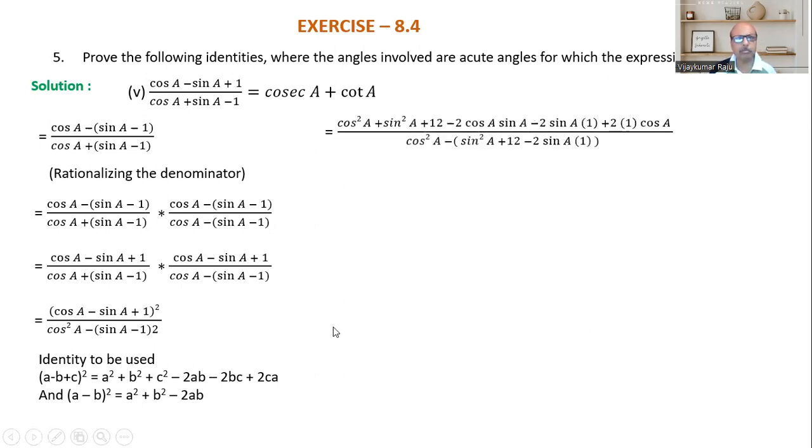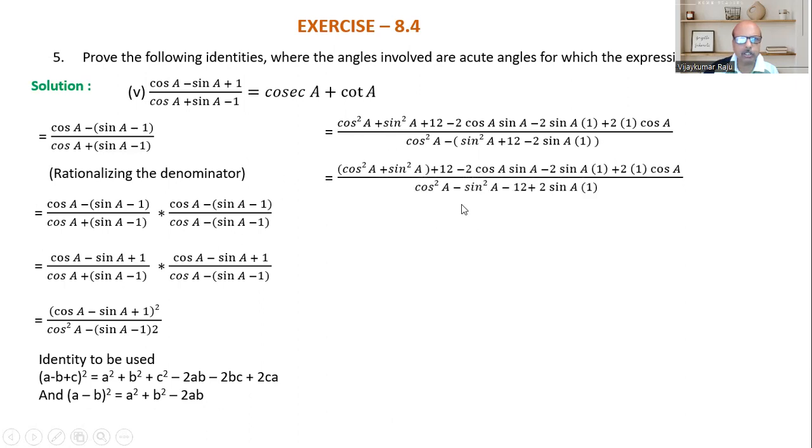So let us see how to use this. Use that here in your equation: A is cos, B is sine, and C is 1. So cos square plus sine square plus 1 square minus 2 into sine cos, 2 into sine into 1, plus 2 into 1 into cos, upon cos square minus sine square. Here A is sine, B is 1. So sine square plus 1 minus 2 sine A into 1. So this will become sine square plus cos square plus 1 square minus 2 sine cos minus 2 sine minus 2 cos upon this.